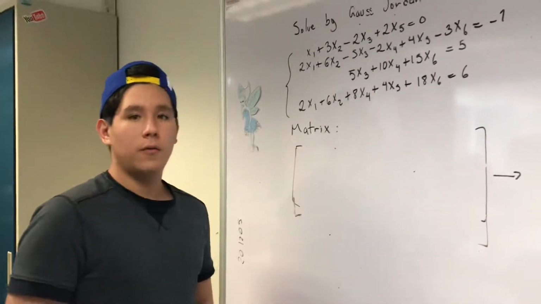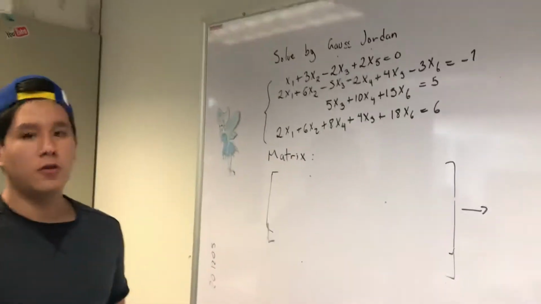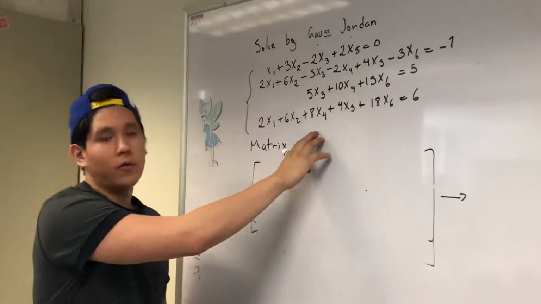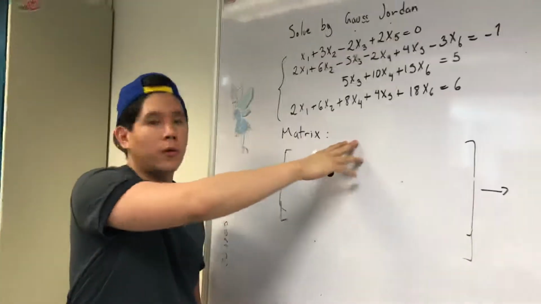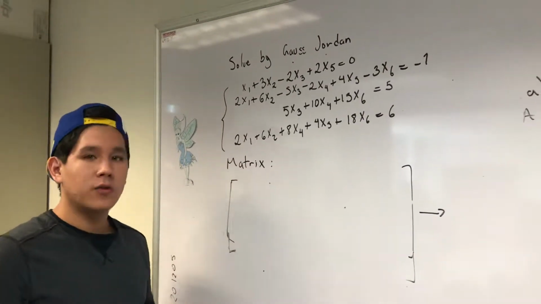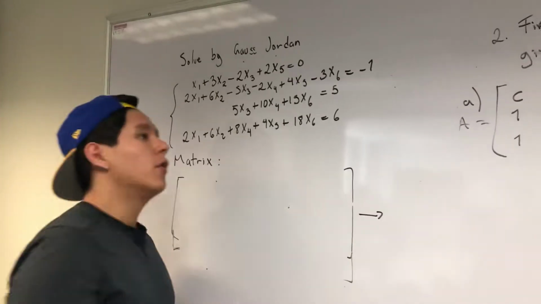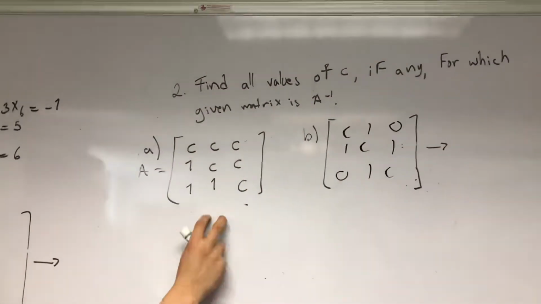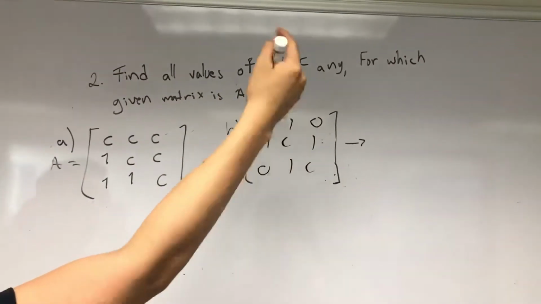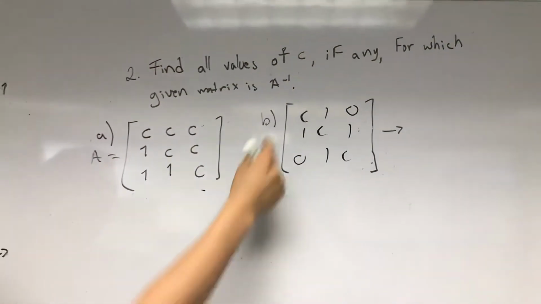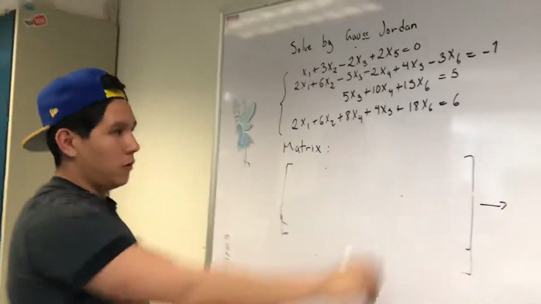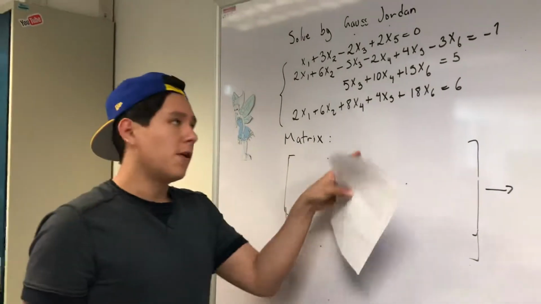So in this video I will show how to resolve the solution of an equation to a matrix resolution by Gauss-Jordan, and we will also find the values of c, if any, for which the given matrix has an inverse. To start, we have to translate this equation into a matrix.